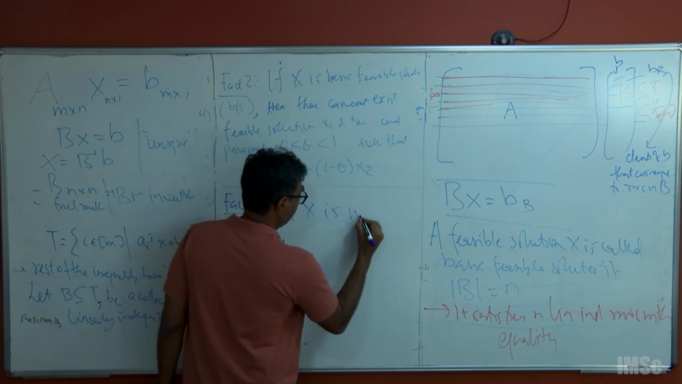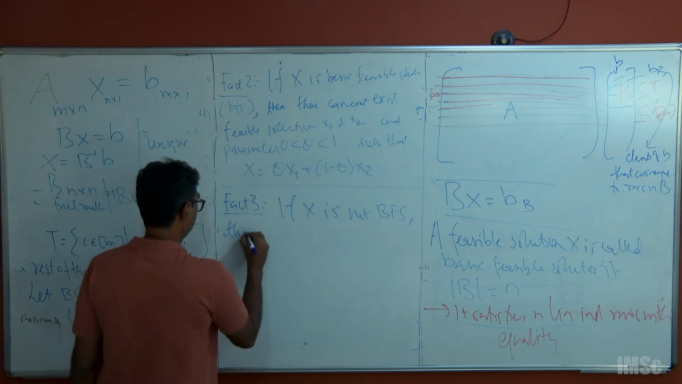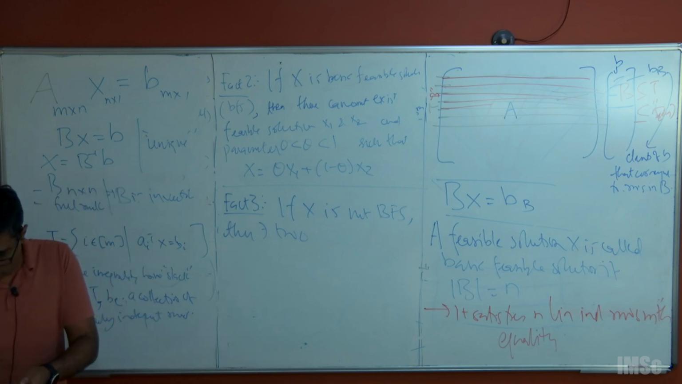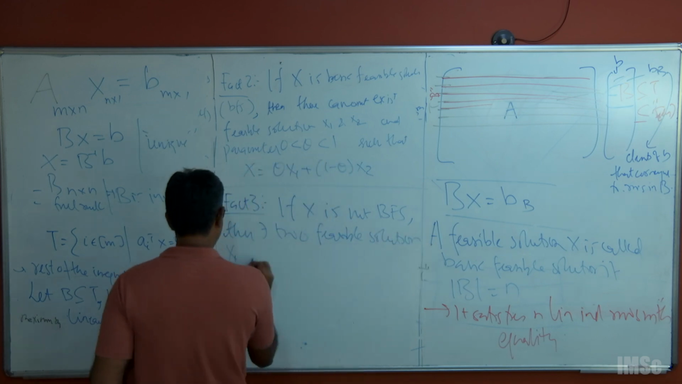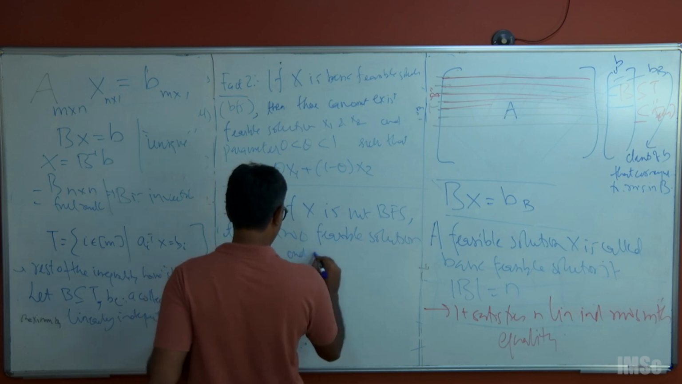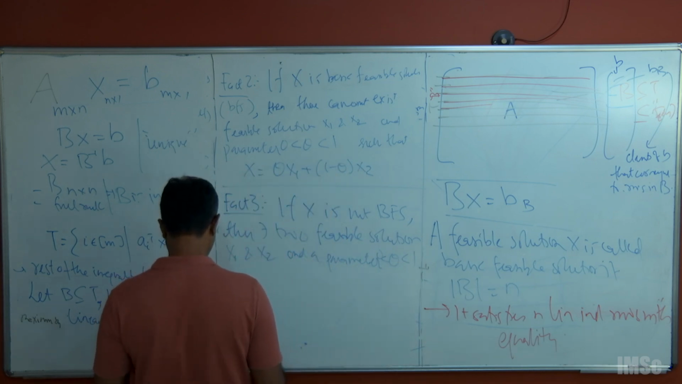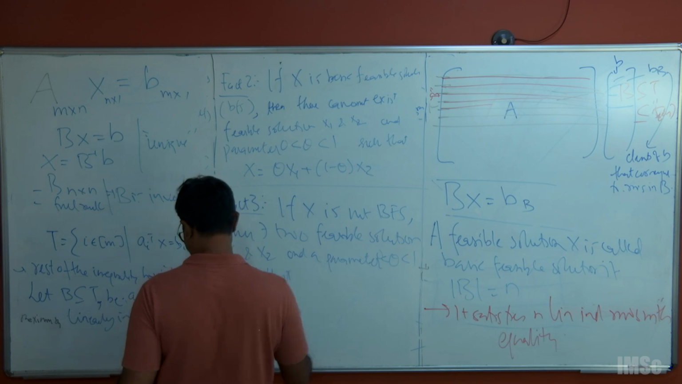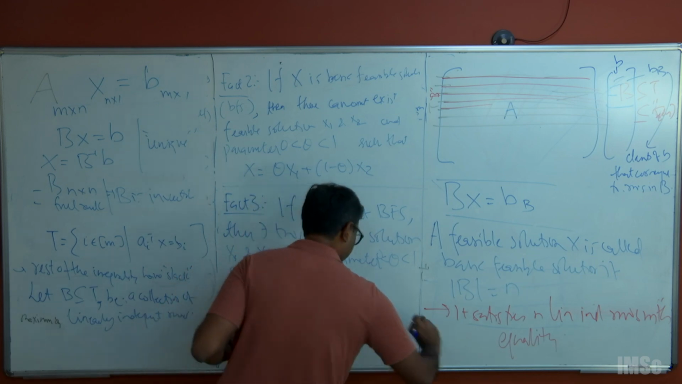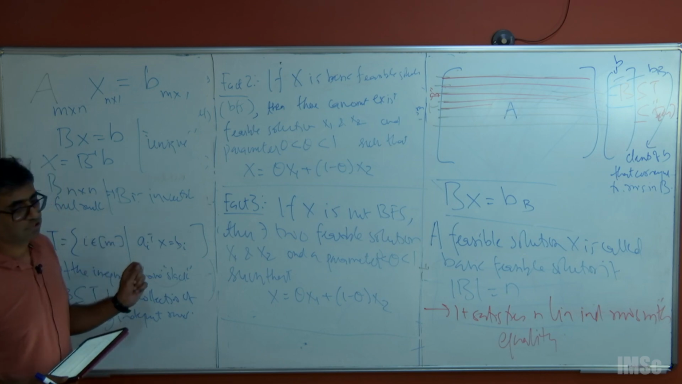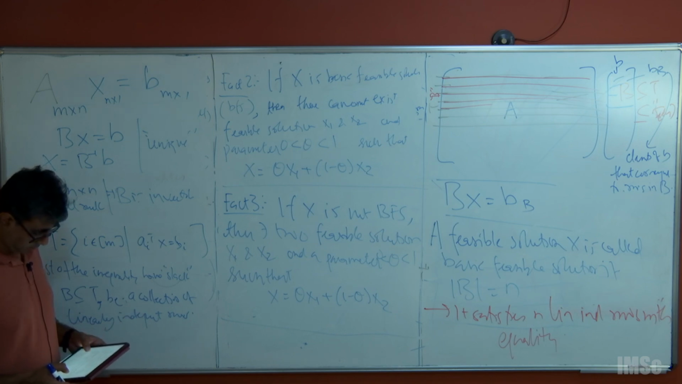If x is not a basic feasible solution, then there exist two feasible solutions x1 and x2 and a parameter theta between 0 and 1, such that x equals theta times x1 plus 1 minus theta times x2, right. So, if you are not a basic feasible solution, then I can write you as a non-trivial linear combination of two feasible solutions, right.